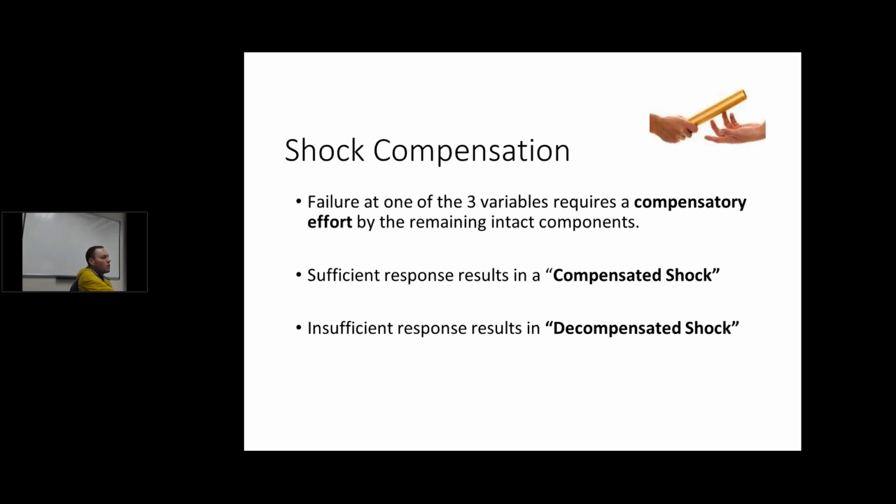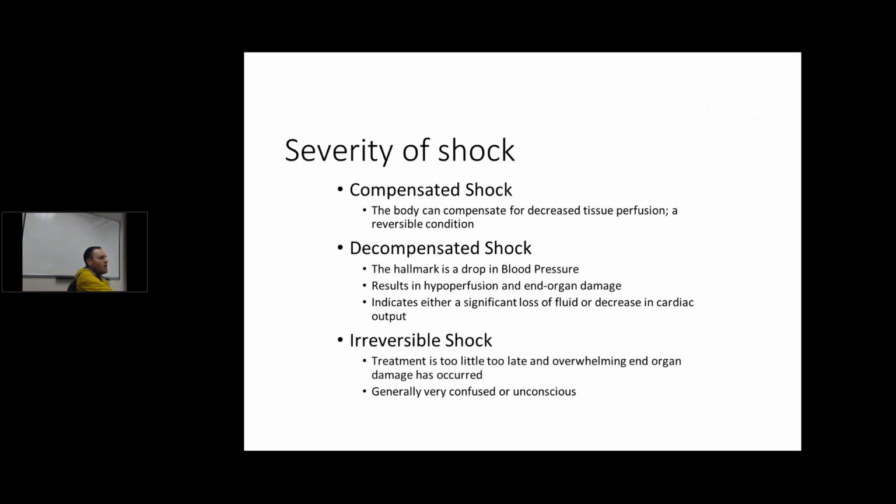Compensation. So this is the other factors in your body that's trying to compensate for the shock. Sufficient response results in compensated shock. Insufficient response by the body is obviously decompensated shock. So compensated shock, you still have tissue perfusion. You compensate for it, and it's reversible. Decompensated is when that blood pressure drops regardless. All right. So the body's doing what it can.